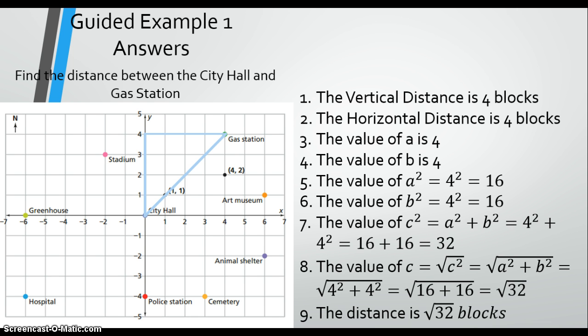Question 7 asks you to find the value of C squared, and to find the value of C squared, we do A squared plus B squared equals C squared, which is the Pythagorean theorem. So we get 4 squared plus 4 squared equals 16 plus 16, which equals 32. So C squared equals 32. And to find the value of C, we take the square root of C squared. So we take the square root of A squared plus B squared, which means the square root of 4 squared plus 4 squared, which means the square root of 16 plus 16, which means the square root of 32. And there's our approximate distance, which is square root of 32 blocks.